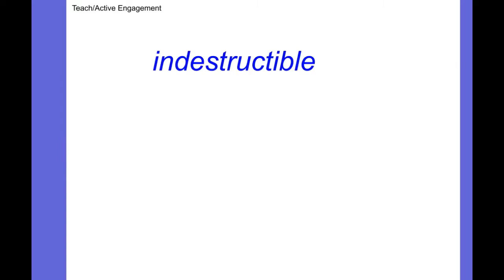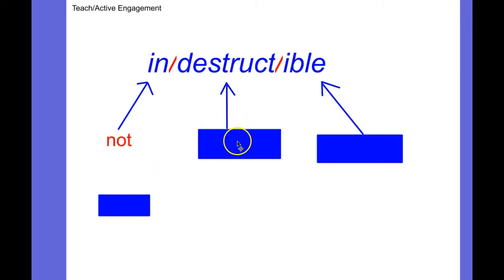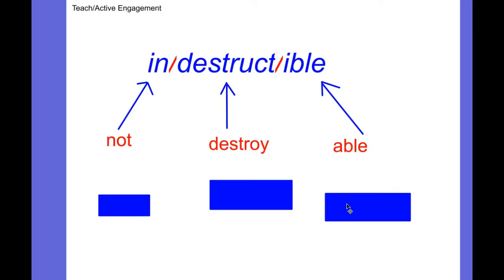So here we have this word indestructible. Indestructible. Do you see word parts in there? When I look at it, I see in, I see destruct, and I see able. So if we look at this, divide it up, we can see that in is not. Destruct means to destroy. Able. So if we want to rearrange these three words, it's not able to destroy. Something that's indestructible is something that we are not able to destroy.